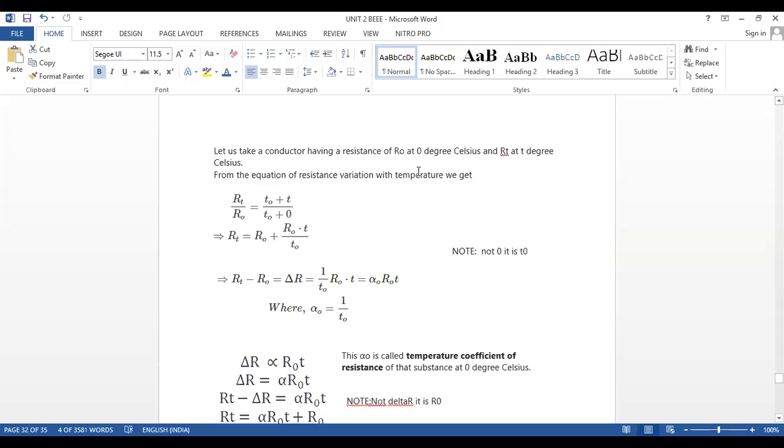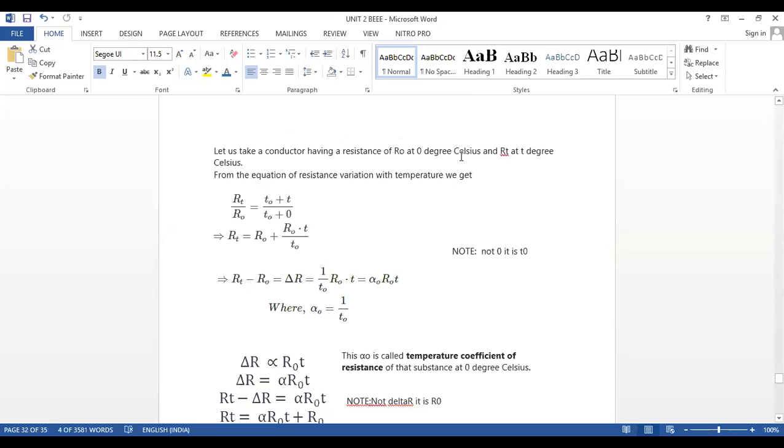It comes directly. Temperature coefficient of resistance. It is a new topic. Listen carefully. So how to explain? Let us take a conductor, a copper wire, and first assume that it has a resistance of R0. You can also write R1, R2, it doesn't matter. At 0 degrees centigrade, or 0 degrees Celsius. That means at 0 degrees temperature.